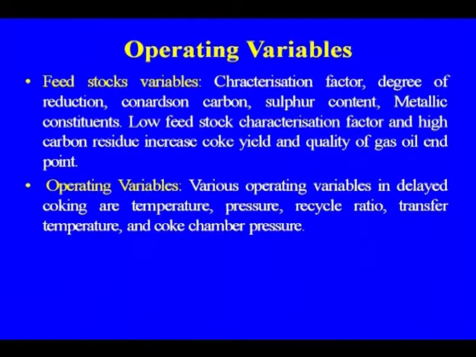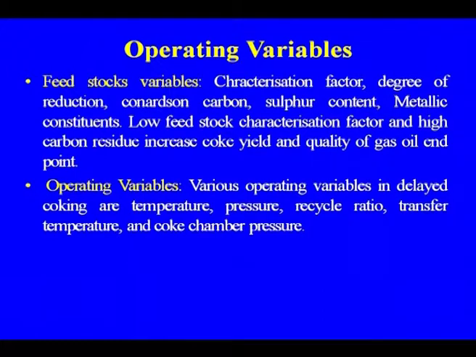Operating variables in case of the delayed coking. The operating variables are characterization factor. Already we discussed how the characterization factor tells whether the feed is paraffinic, naphthenic or intermediate base, degree of reduction, Conradson carbon, sulfur content, metallic constituent. Low feedstock characterization factor and high carbon residue increase coke yield and quality of gas oil and endpoint.